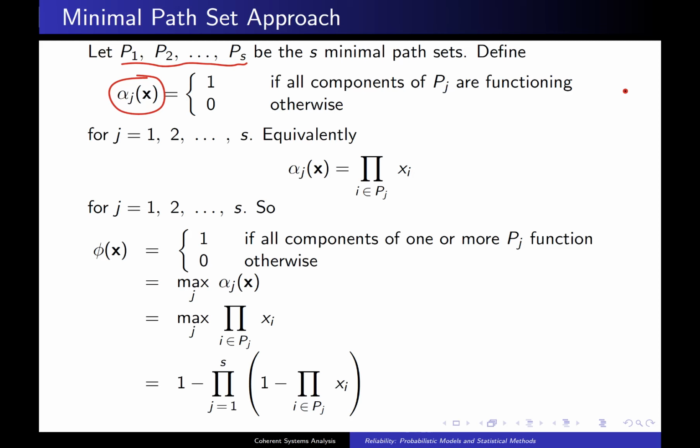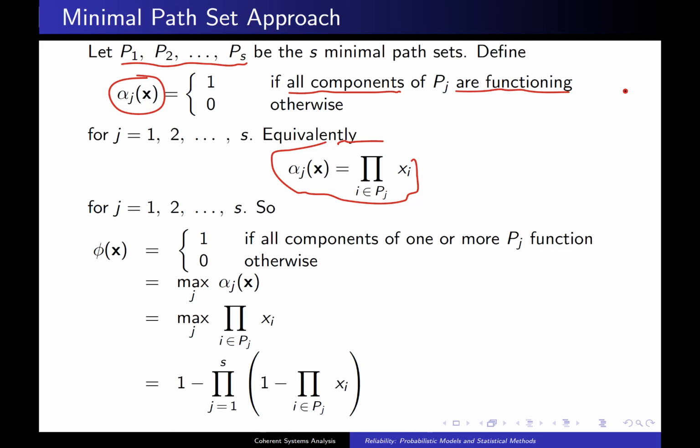Alpha sub j of x will be 1 if all of the components of a particular minimal path set P sub j are functioning, and it will be 0 otherwise. Now when you see the words all components are functioning, that should make you think of a series system. And because of the relationship with a series system, you can write alpha sub j of x much more compactly as a product, and that's what you have right here.